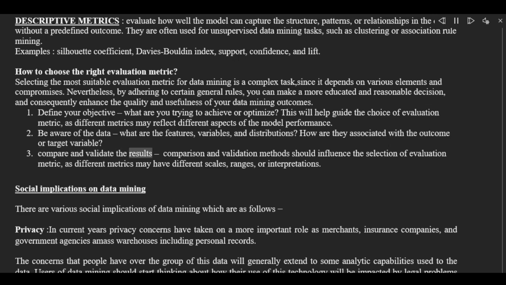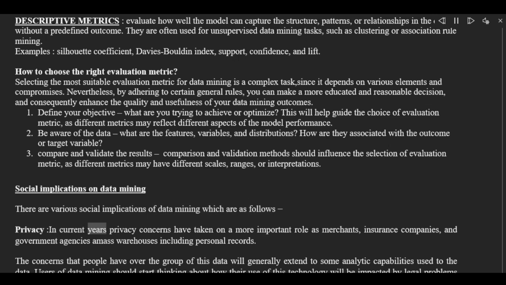Compare and validate the results. Comparison and validation methods should influence the selection of evaluation metric, as different metrics may have different scales, ranges, or interpretations. Social implications of data mining. There are various social implications of data mining, which are as follows.